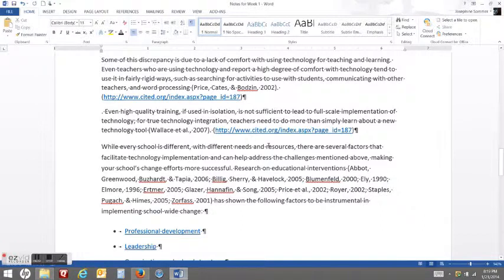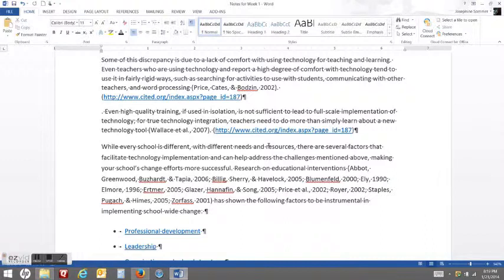That is true, because if the teacher's only being trained, and then not shown how to use it with the curriculum, it isn't going to work.